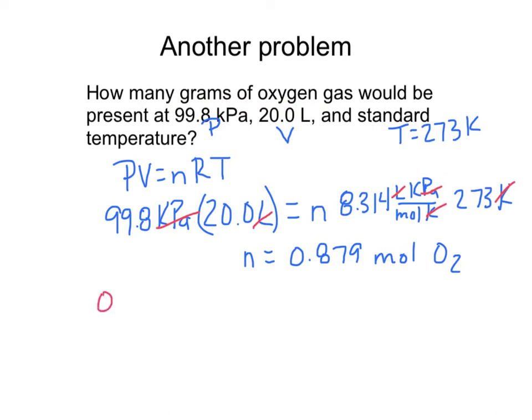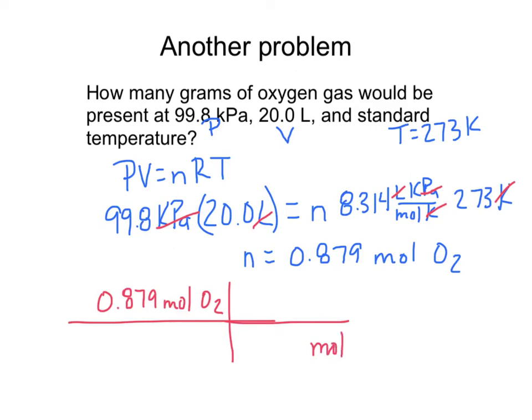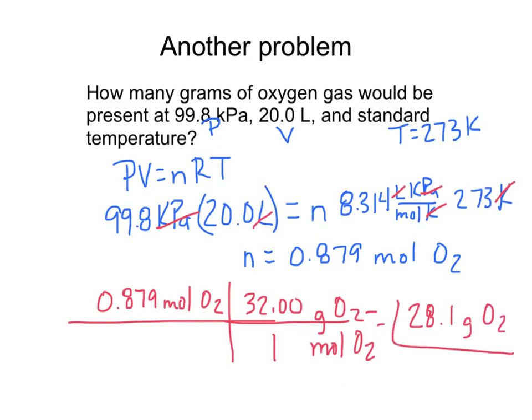You start out with 0.879 moles of O2. And then moles of O2 have to go on the bottom. And then we go to grams of O2. Remember, every time you've got grams and moles, we put a 1 for the moles. This is off the periodic table. O2, oxygen, is 16.00 times 2, which makes 32.00. And then you plug that in, and you get 28.1 grams of oxygen. So you can go to grams by using the ideal gas law, but you have to go to moles first.